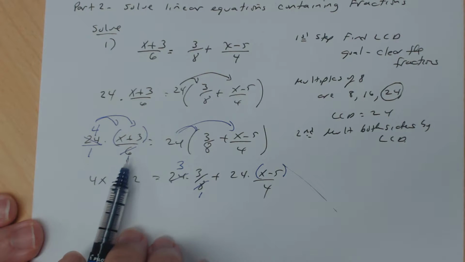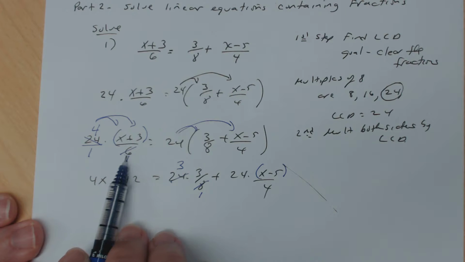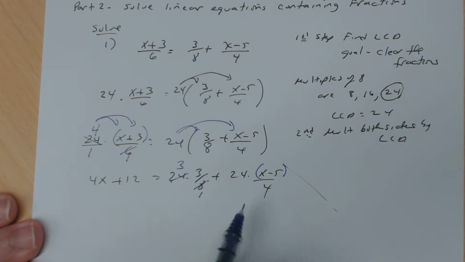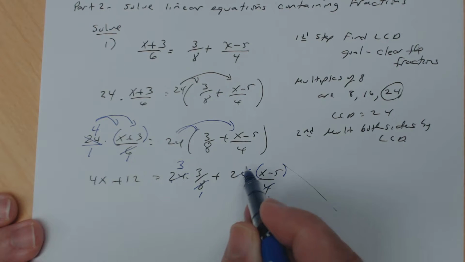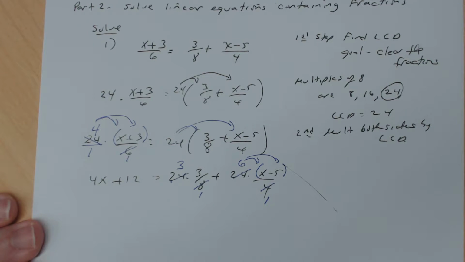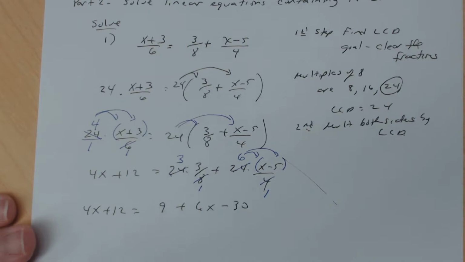Remember the whole idea, when I multiply both sides by the LCD to clear the fractions, I want these to become 1. So 6 and 6 is 1. 8 and 8 is 1. 4 into 4 is 1. 4 into 24 is 6. And then you distribute the 6. So then you're going to get 4x plus 12 equals 3 times 3 is 9 plus, and then distributing the 6, 6 times x is 6x, and then 6 times a negative 5 is a negative 30.